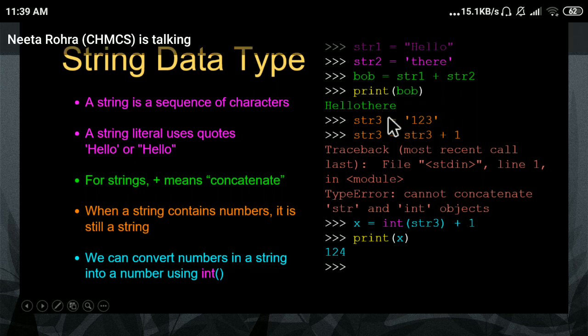Similarly, I have a string '123'. Since it is in single quotes, though it is an integer, it is stored in the form of a string. I cannot add this because this is a numeric integer, whereas this is a string data type. So first I need to convert this, and then I can apply the addition method.